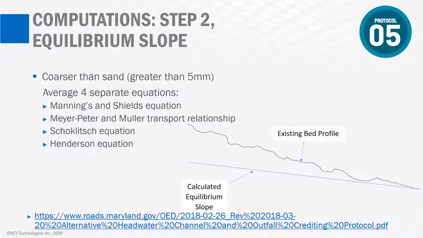The inputs required for these equations, along with the equation used in sand and fine gravel bed conditions, require inputs that are based on specified flows. So the lower the flow used, the higher the resulting slope will be, which will result in a smaller amount of erosion potential. So this link is really where you can find each of the individual equations, as well as the required input parameters for each of them.